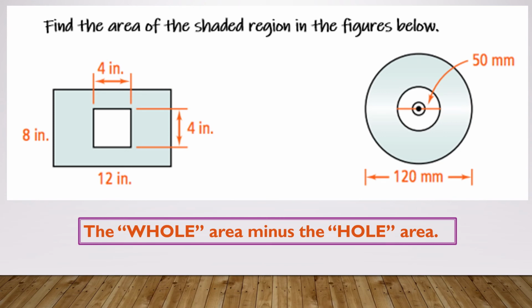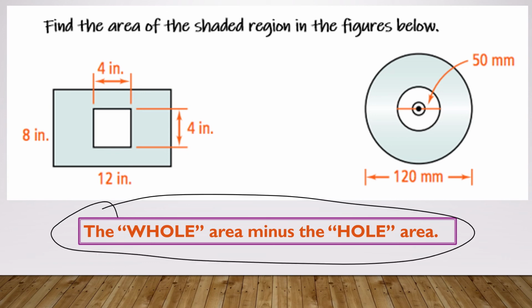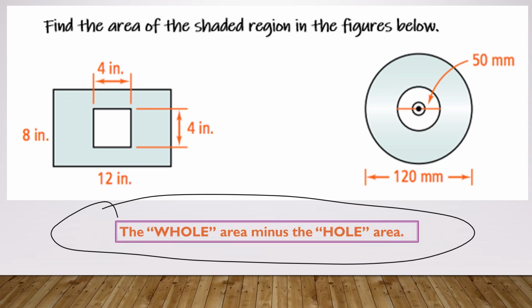Okay, then we have these ones here. Find the area of the shaded region in the figures below. So this here is important, the whole area minus the whole area. So we're basically going to take the big area of the shape, so like the big rectangle, and subtract the area that's not shaded in.